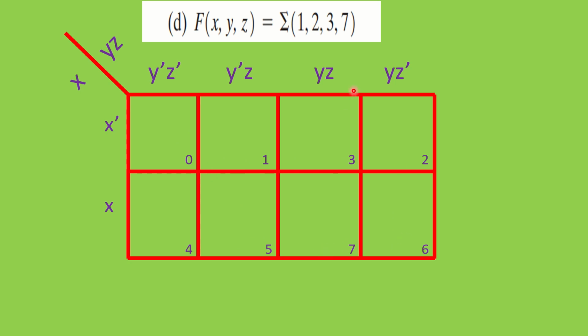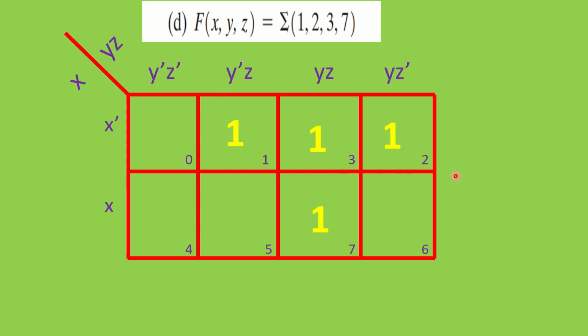Now we are going to place ones for the corresponding minterms into the corresponding cells. For the first one we place a 1. Then for the second minterm we place a 1 into this cell. Then for the third we place a 1 into this corresponding cell. Then for the 7 we place a 1 into that cell.